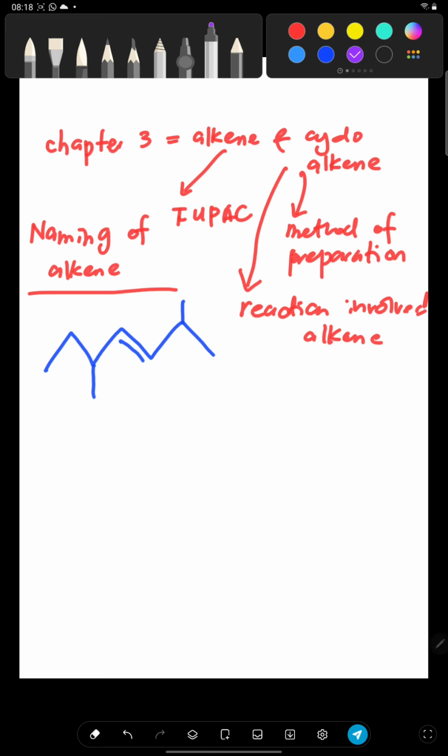So how many carbons are in the longest parent chain? 1, 2, 3, 4, 5, 6, 7. So 7 represents hept, but we have a double bond here, so the name will be heptene. You need to write it like this, heptene.